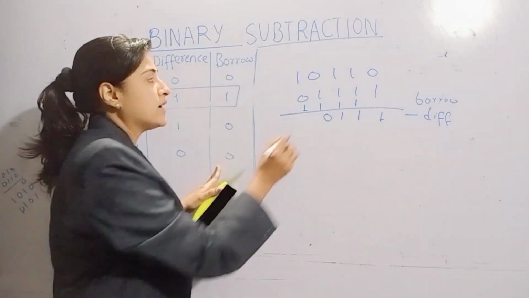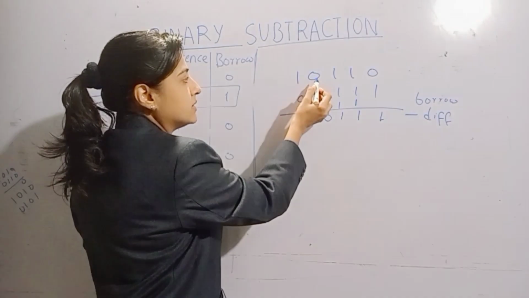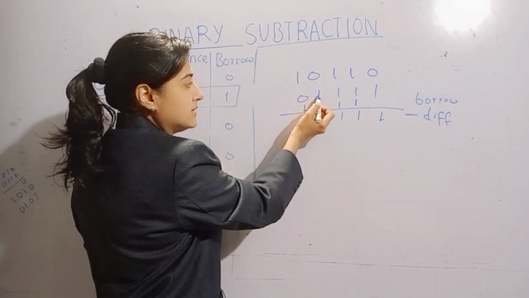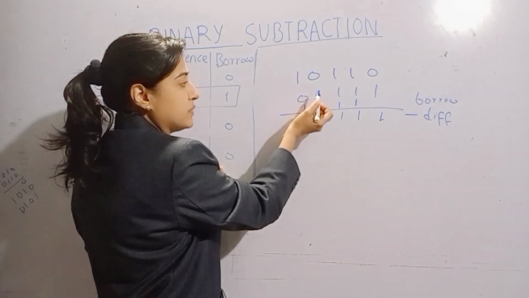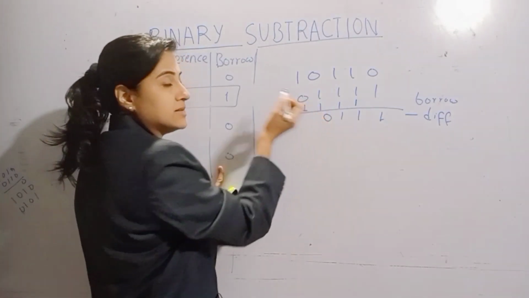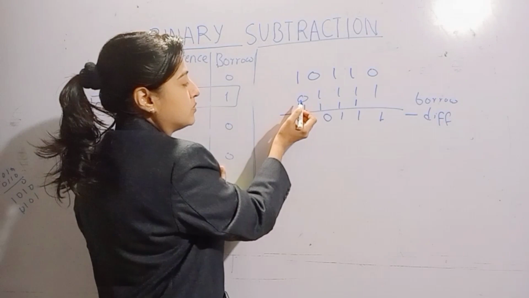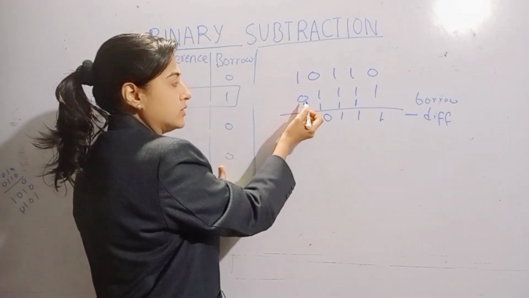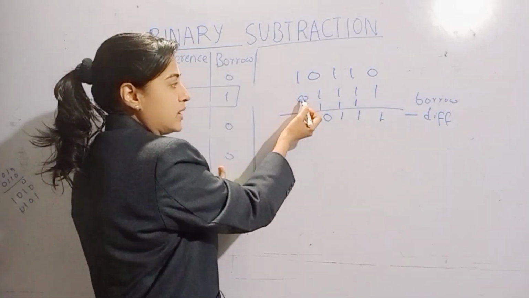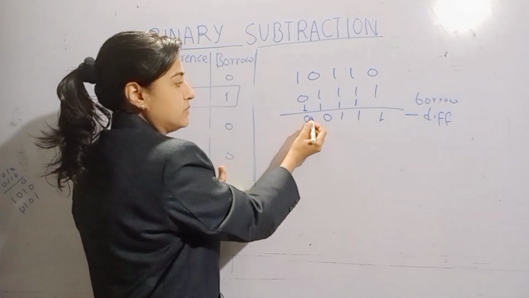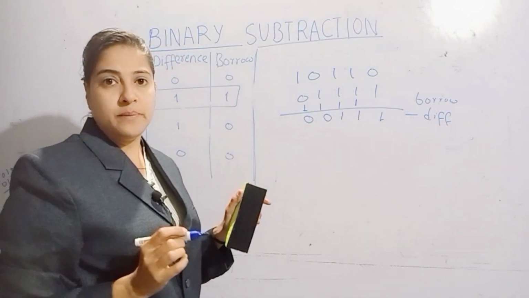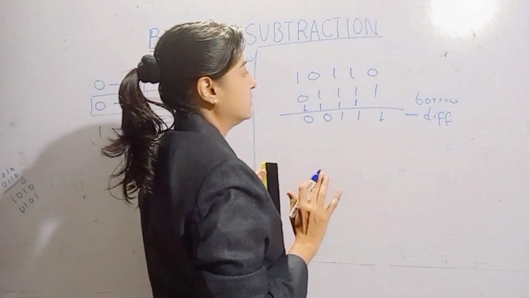Okay, you always have to go by sequence. This minus this, and whatever the difference is, that difference minus the borrow. Understand? Now 1 minus 0, difference is 1, no borrow. So that difference 1 minus borrow 1 will be 0. Okay, I hope you have understood this.